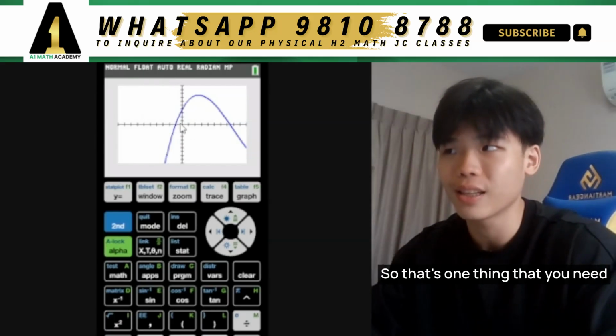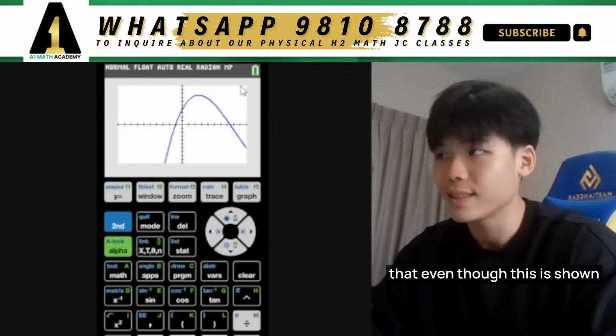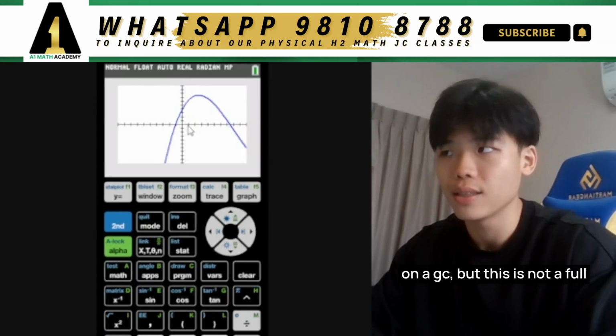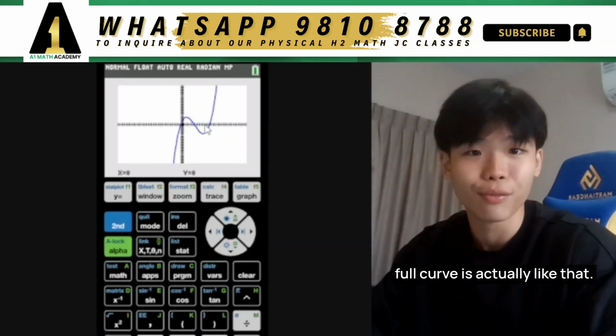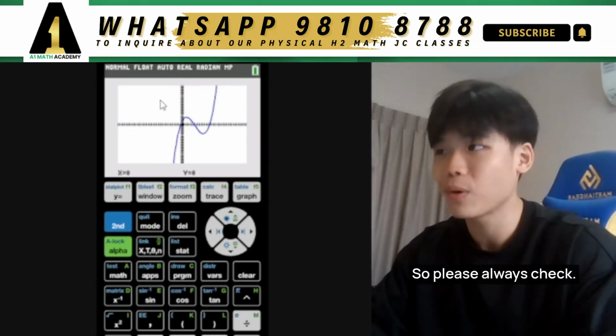So that's one thing that you need to be very aware of: even though this is shown on your GC, it is not the full picture, because if I zoom out, you see that the full curve is actually like that. So please always check, okay?